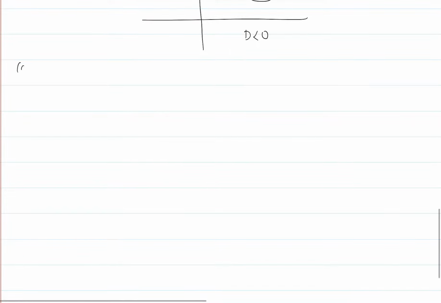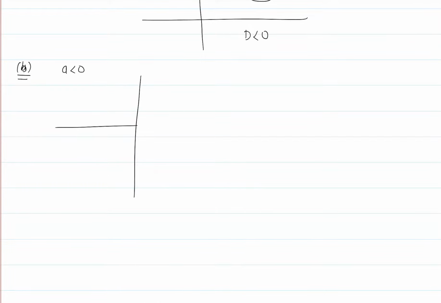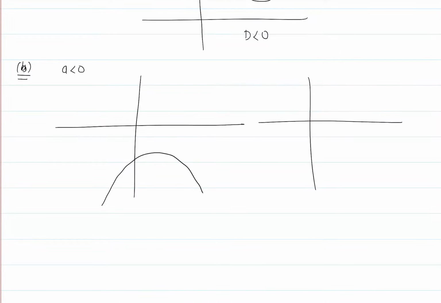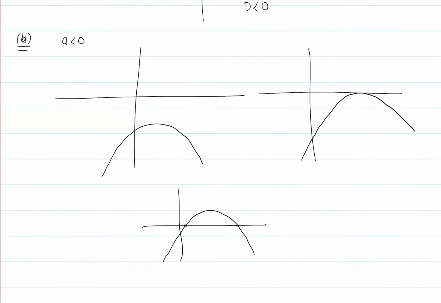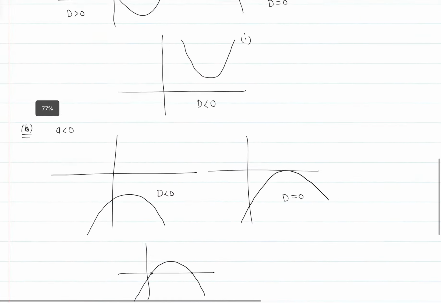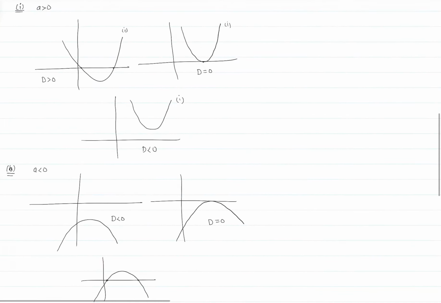Similarly, in part B, when a is less than 0, we have three cases of concave downward parabola. First one is this, second one when it touches the x-axis, and third one when this quadratic polynomial cuts the x-axis at two distinct points. In this case, we can say d is less than 0. In this case, d is equal to 0, and in this case d is greater than 0. Now we have all six cases, so let's see all these six cases in one window.